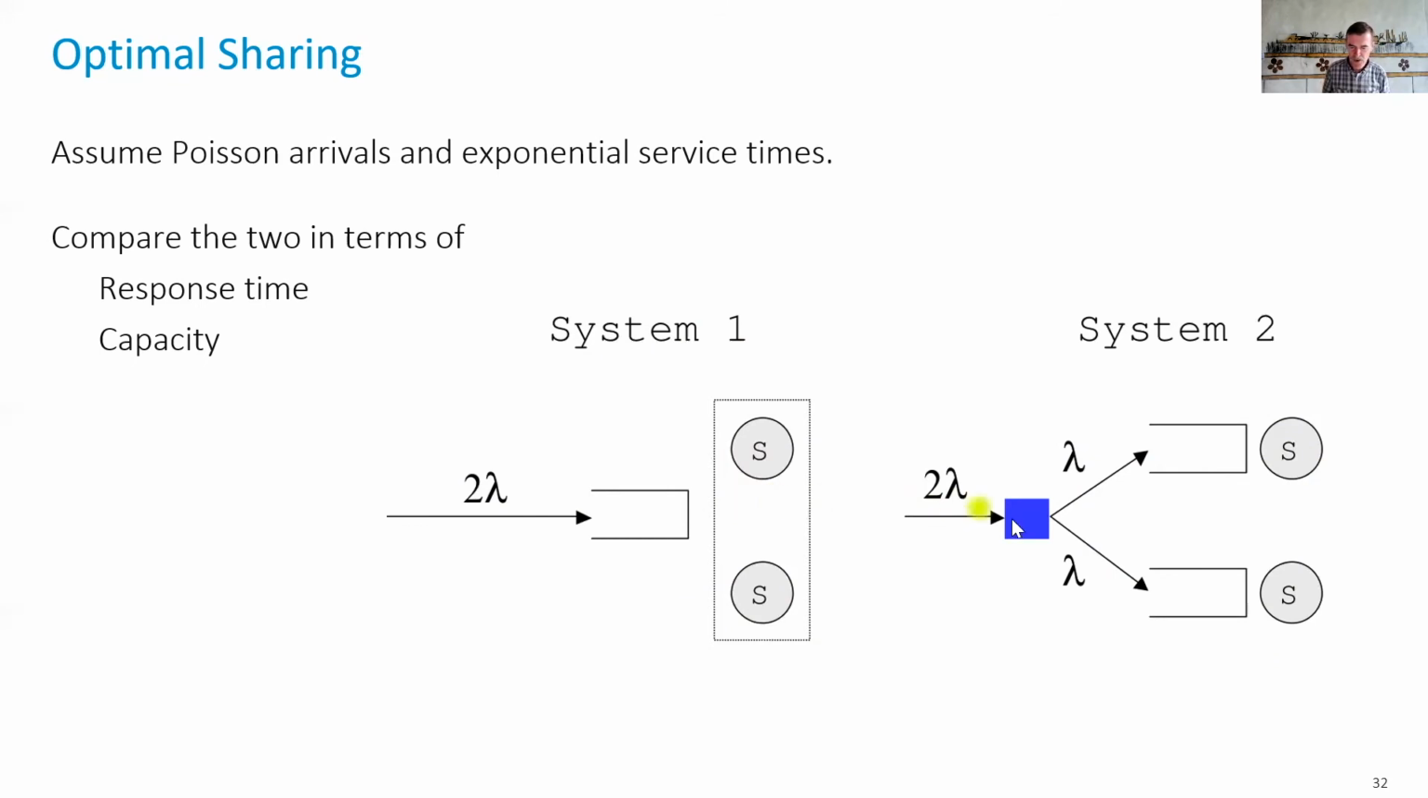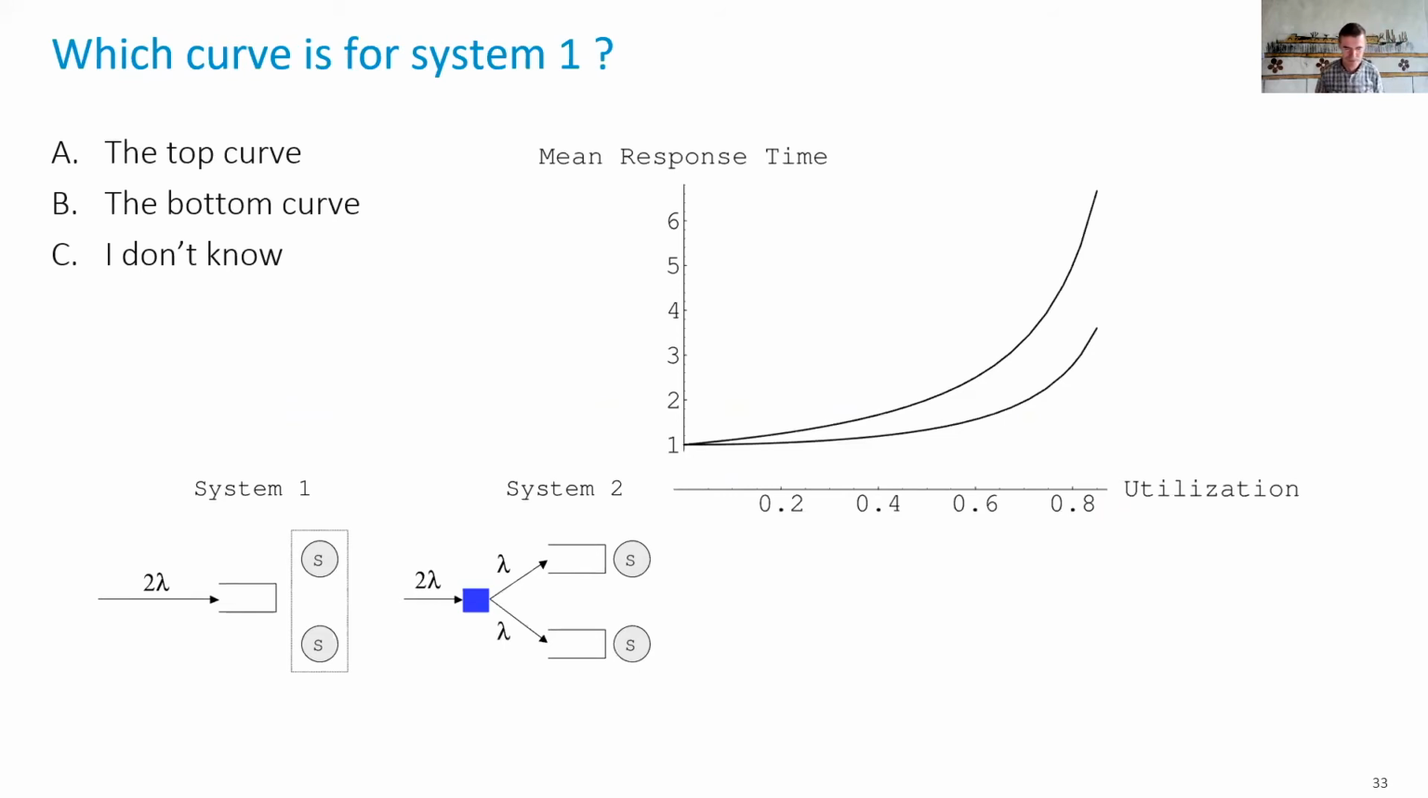So can we compare the two systems? If we have a global queue or segregated queues, can we compare them in terms of response time and capacity? Well, I did it here. I showed on the x-axis the utilization factor, and I computed the mean response time for those two systems. How did I compute it? Well, we have seen the formula. This is an MM2 queue, so there is a closed form formula. And this is simply 2 MM1 queues, so there is also a closed form formula. So I simply apply the very basic formulas. I obtain this. Which one do you think is for system 1?